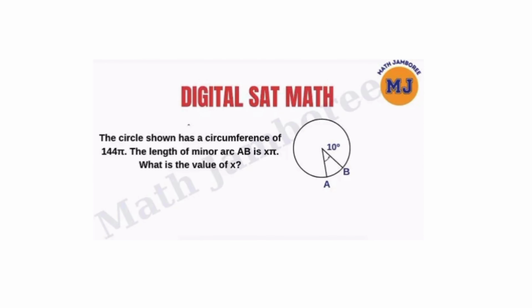Today we're going to talk about parts of circles. The circle shown has a circumference of 144 pi. The length of minor arc AB is x pi. What is the value of x? So the information given is 144 pi and x pi in the question. And we got 10 degrees over here. Here's x pi, by the way.